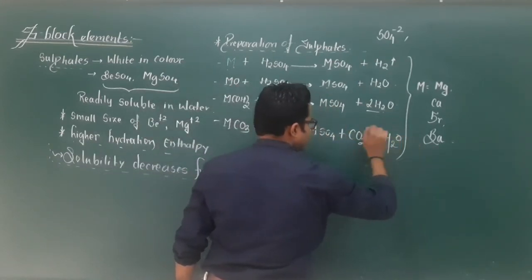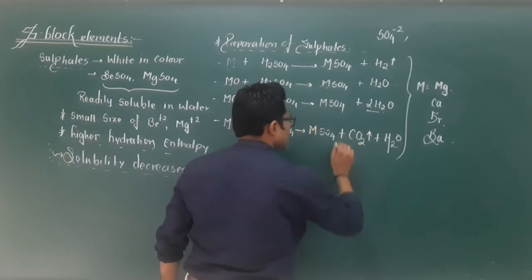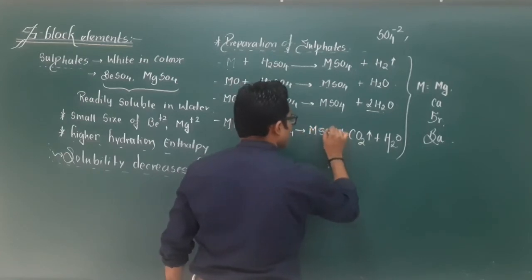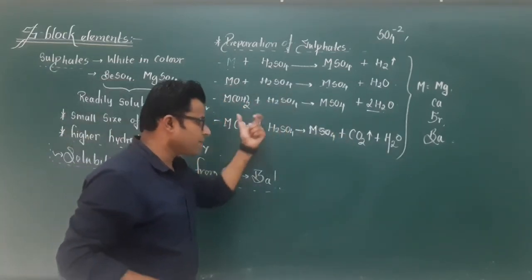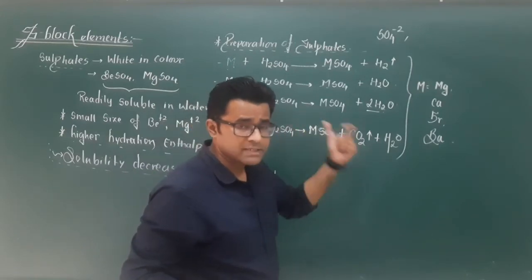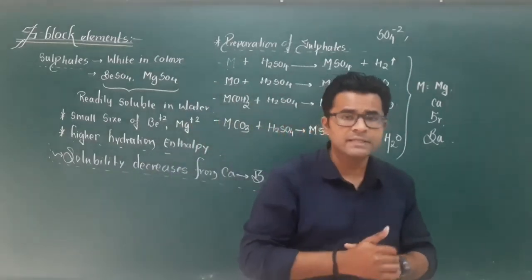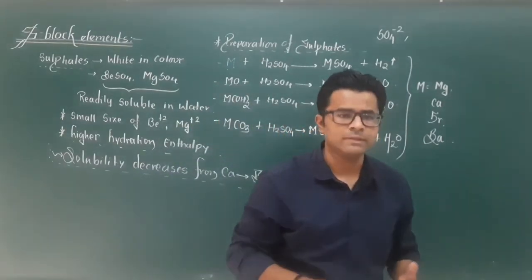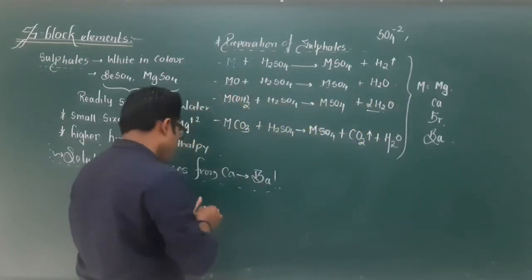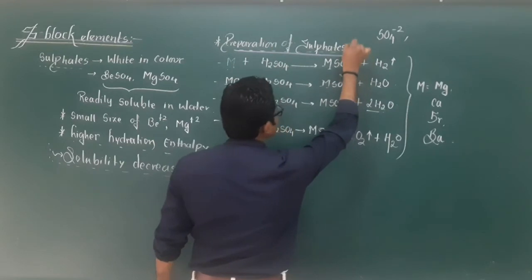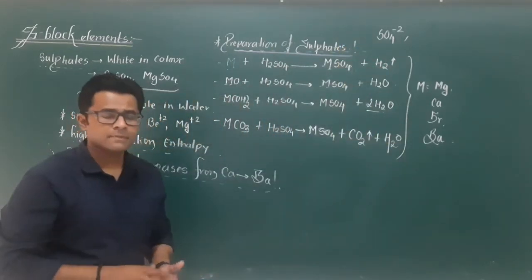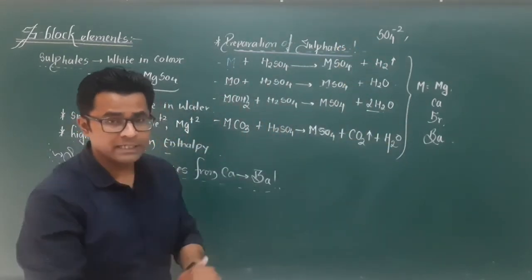So what we have here is the particular metal carbonate reacts with sulfuric acid in order to give metal sulfate, along with 2 byproducts, carbon dioxide and water. Right? So this is how we prepare the sulfates. We'll go further with the next reaction.